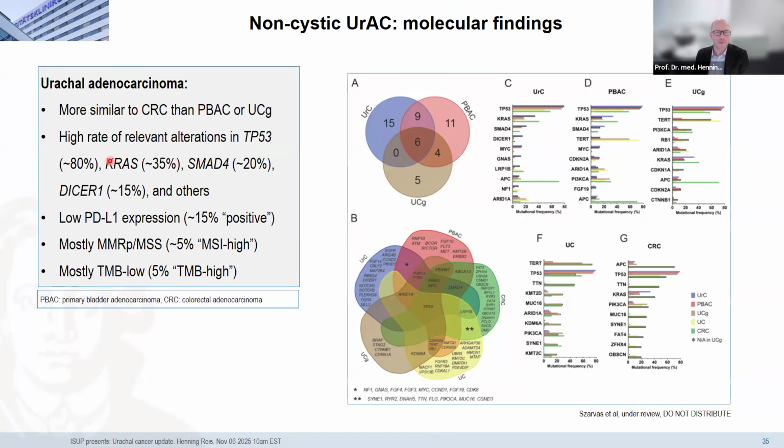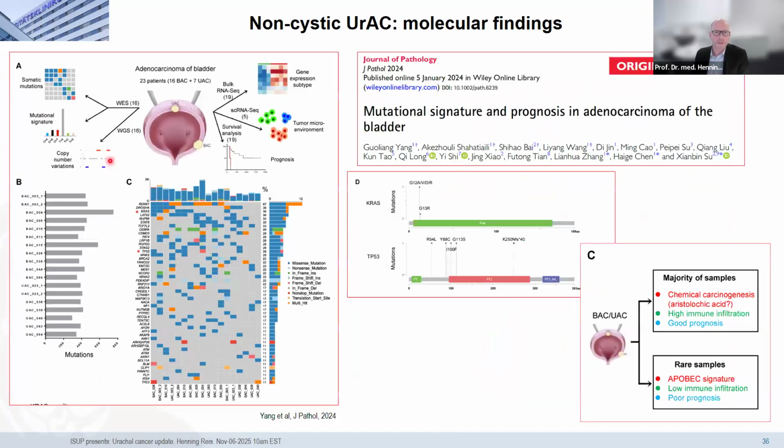As we know, SMAD4 mutations are commonly found, which are also found in colorectal cancer, and DICER1 mutations, which is interesting. Urachal cancer usually is low in PD-L1 expression, usually is microsatellite proficient, and has usually a low tumor mutational burden. So this is the first update paper I want to show.